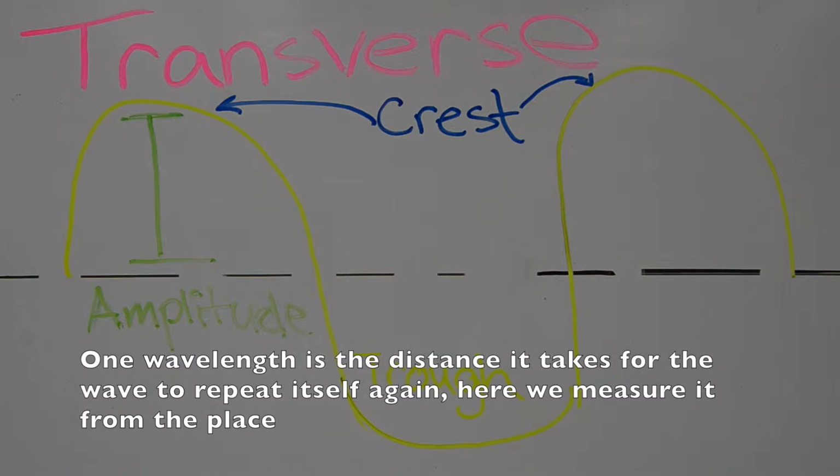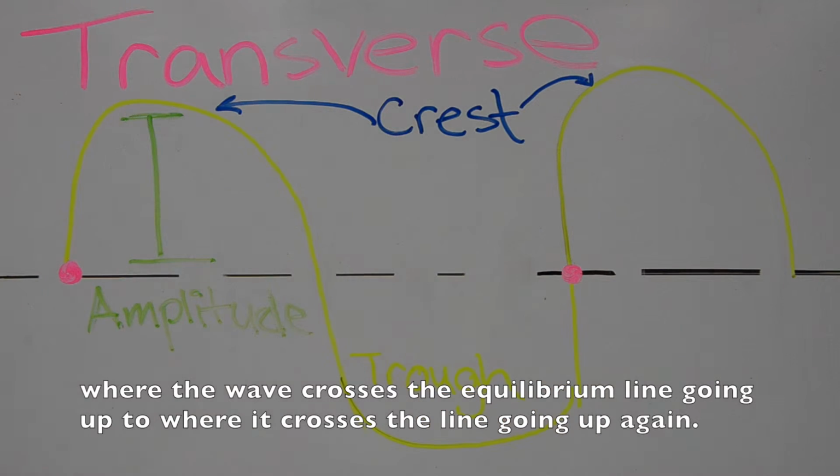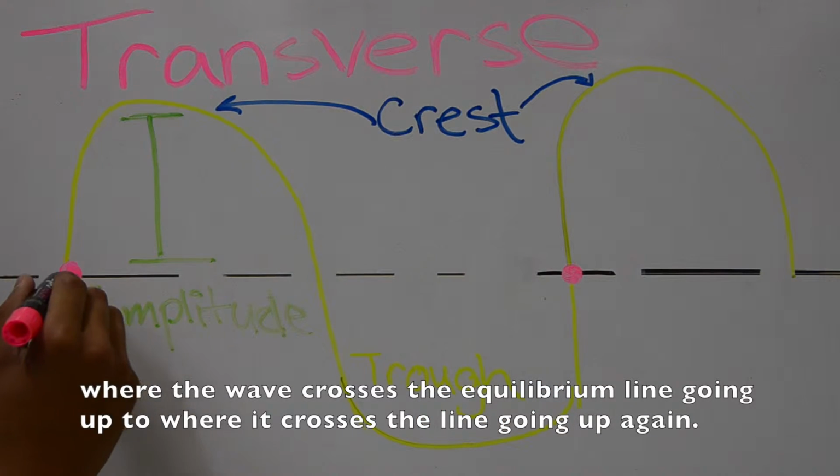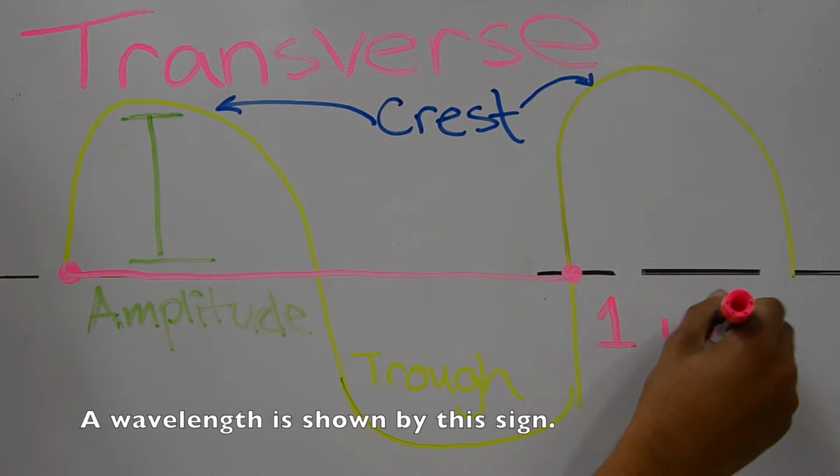One wavelength is the distance it takes for the wave to repeat itself again. Here we measure it from the place where the wave crosses the equilibrium line going up to where it crosses the line going up again. A wavelength is shown by this sign.